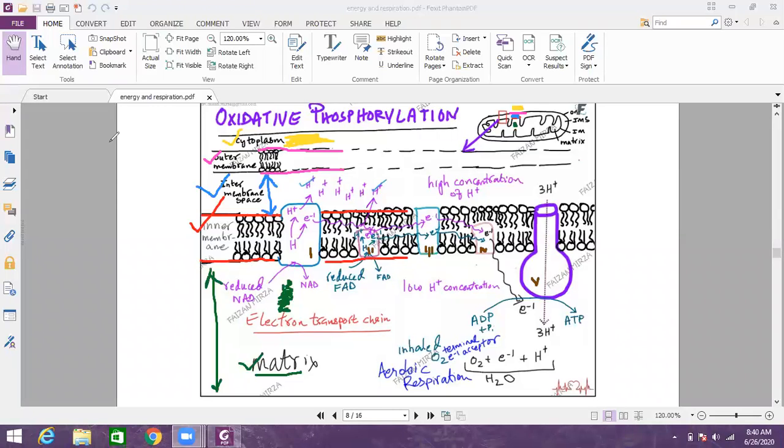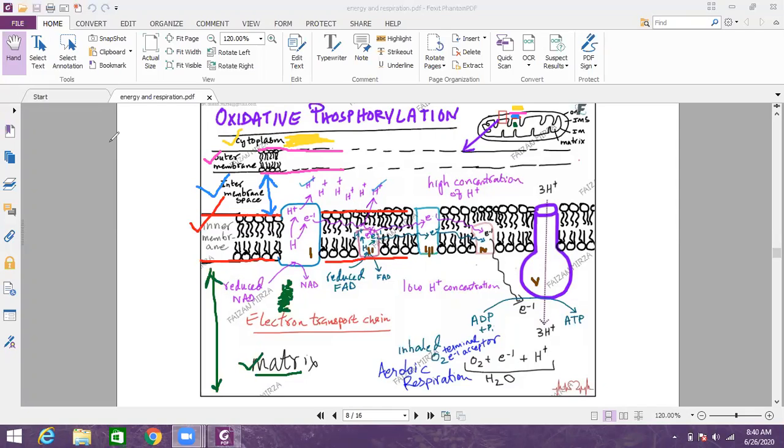From the fifth protein, which is ATP synthase, 3H+ ions can cross and fall into the matrix. Chemiosmosis can occur and ATP is made by oxidative phosphorylation, which we have discussed previously as well.